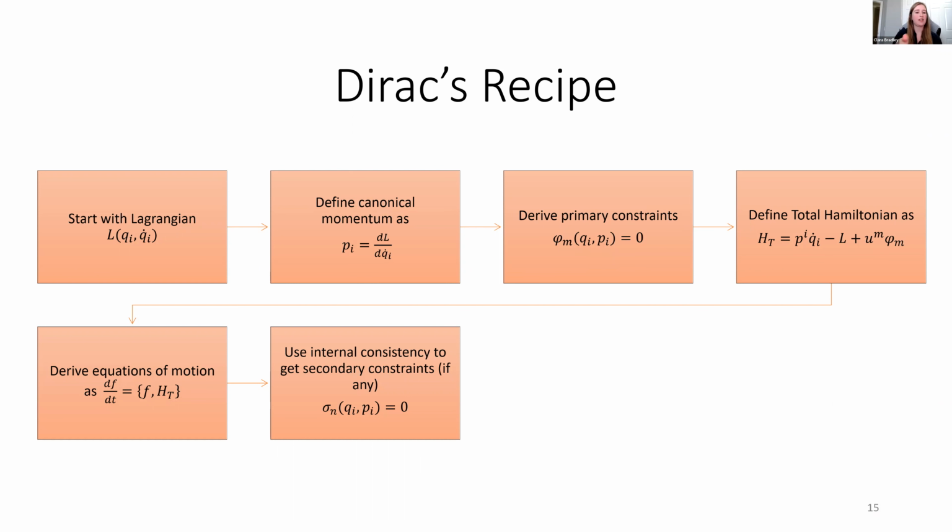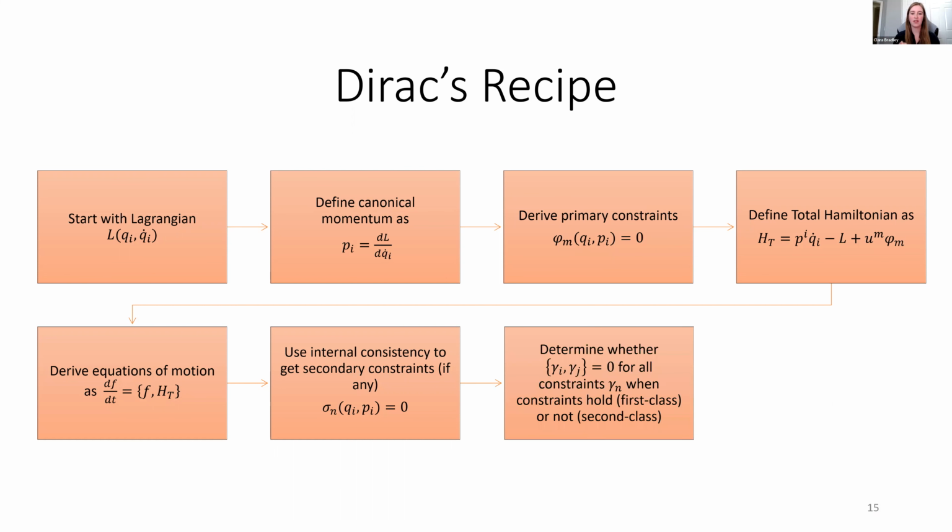And then we can repeat this process by putting these secondary constraints into the equations of motion, setting them also equal to 0. And we might find some further constraints that are sometimes called the tertiary, etc. constraints, but we're just going to call them all the secondary constraints. And finally, we can classify our constraints according to whether the Poisson bracket of a constraint with all the other constraints is 0 when the constraints hold, in which case we call that constraint first class. And if it's not equal to 0, then we call it second class.